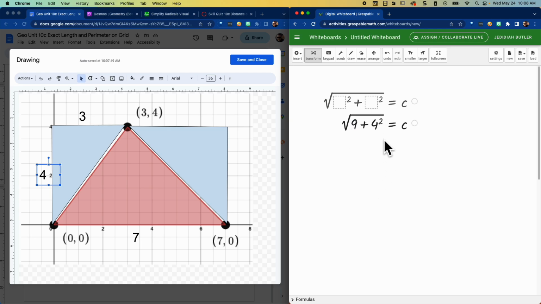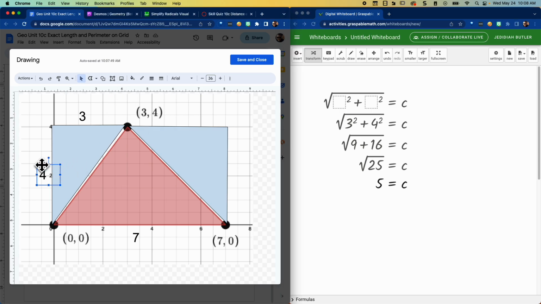Awesome. And then we know that 3 squared is 9, 4 squared is 16. Add those together, and what do you know? 25 is one of those perfect squares. So that edge there is going to be 5. We will copy and paste this text box, and we'll say this edge right here is 5. Cool.